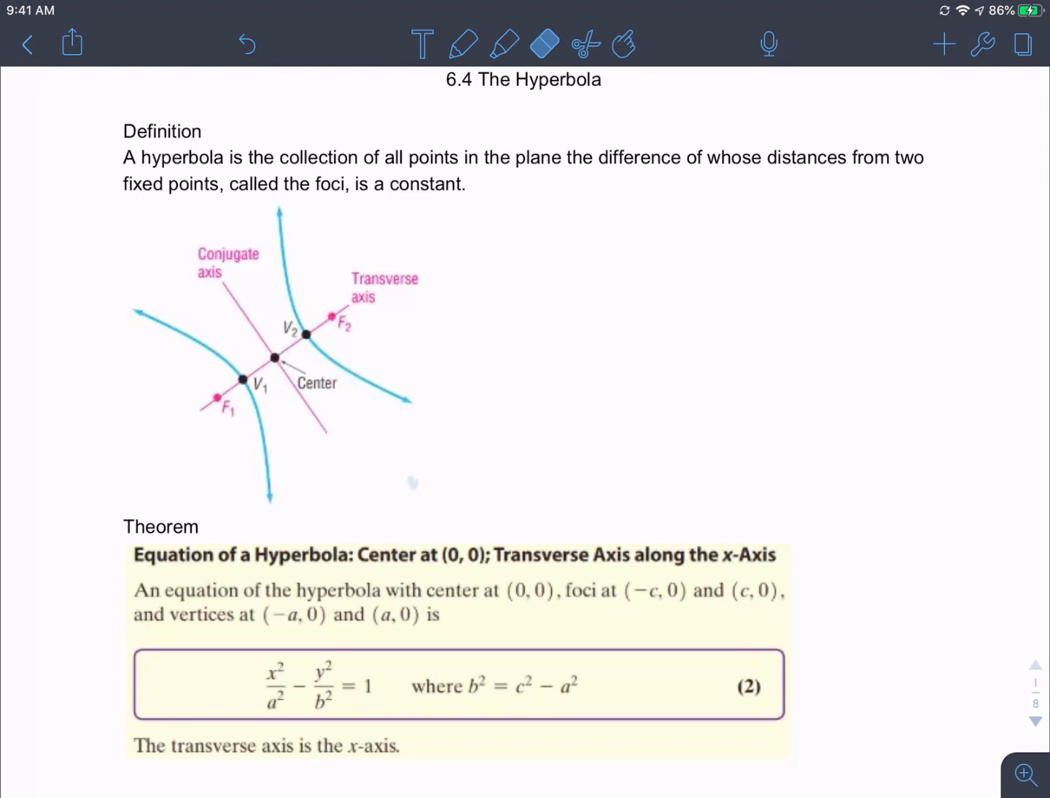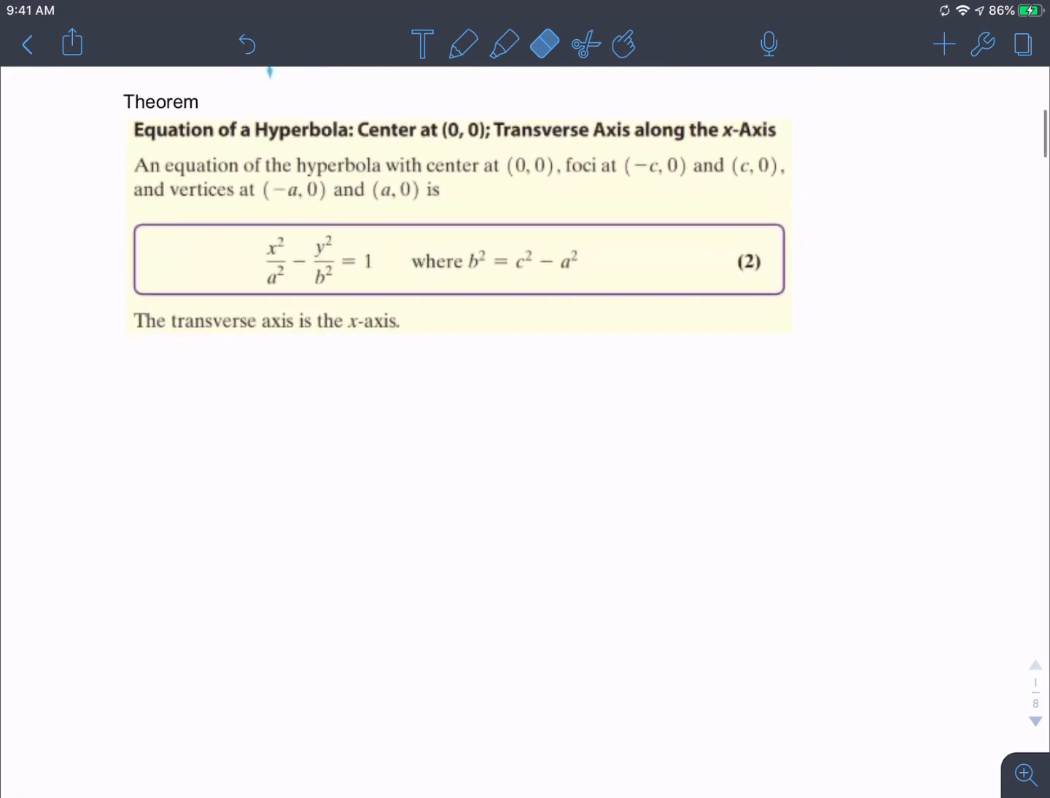Now, the main axis that goes through the vertex and the foci is going to be called the transverse axis, and the one perpendicular to it that's going through the center is called the conjugate axis. There is a theorem that you will need to know, and one thing that's important about this theorem is that your C is found with the foci, and your A is found with the vertex.